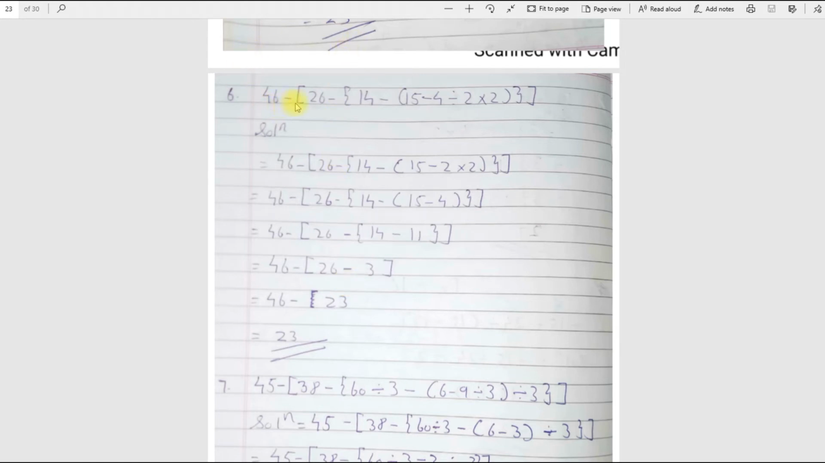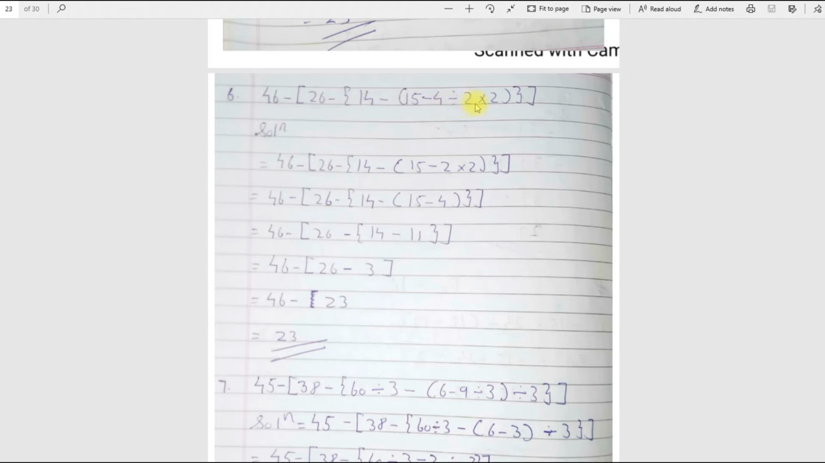46 minus 26 minus curly bracket 14 minus... they have considered the question over here is very big. First, we have to solve the round bracket. So, round bracket is over here. While solving the round bracket, we have to keep in mind we have to solve as per BODMAS. So, as per BODMAS, we have to first solve division.